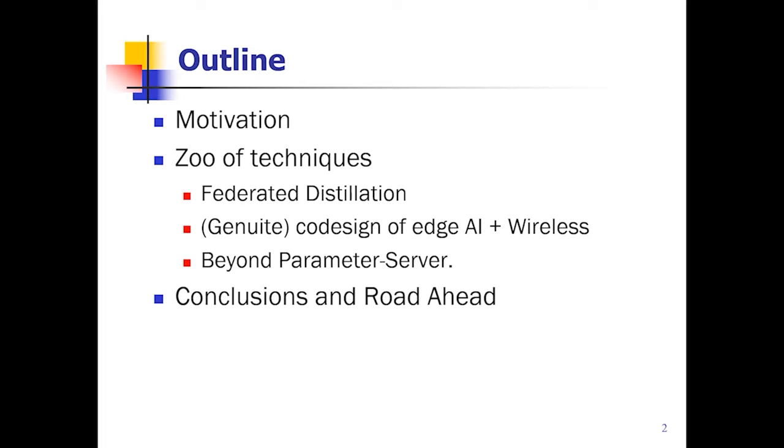Here is a brief outline. First, I'll motivate Edge AI and the role it will play in beyond 5G and 6G. Then I'll present a number of techniques ranging from federated distillation, which is a novel technique for training models, different in nature than federated learning. Then I'll move on to talking about the genuine co-design between Edge AI and wireless communication. And then finally, I will talk about learning over random graph topologies as opposed to learning over star topology, which in fact is federated learning. And then I will conclude and provide a few takeaways and also what's coming next.